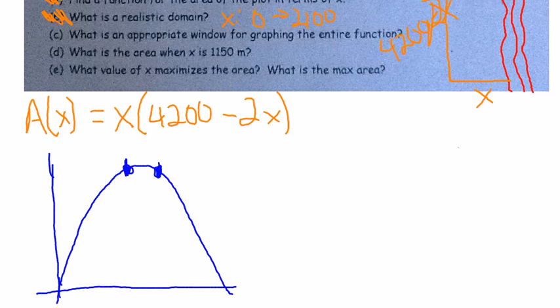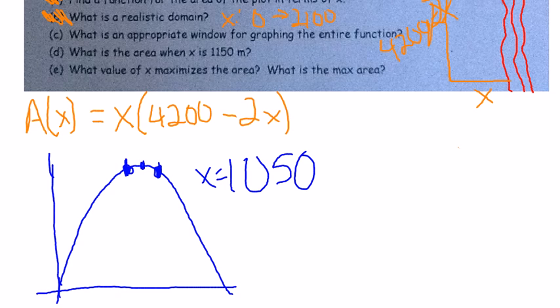And now it asks for guess. So I'm going to get a little bit closer. So this was my left, my right, and now it asks for guess. So I'm going to get up in that general area and hit enter. And what it does is it gives me a maximum, and mine comes out to be 1050. That's the x value of my maximum.